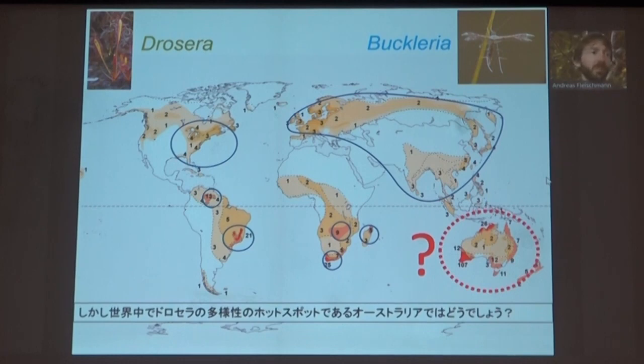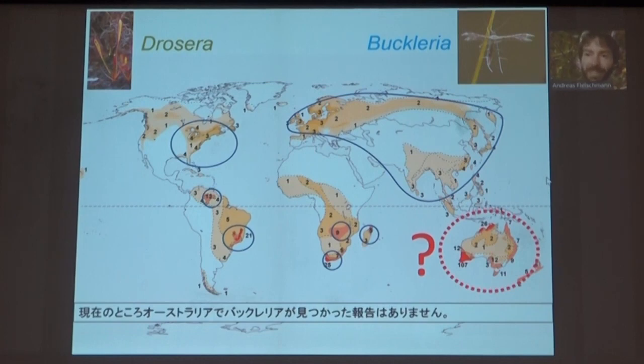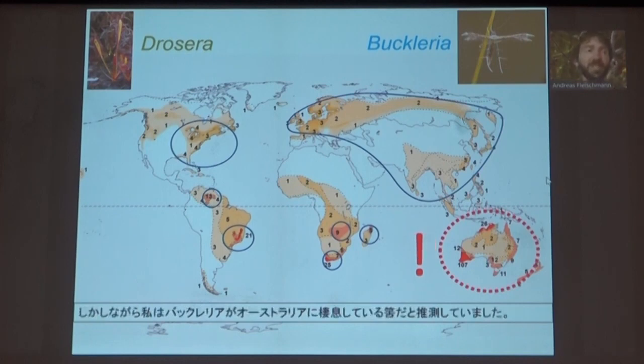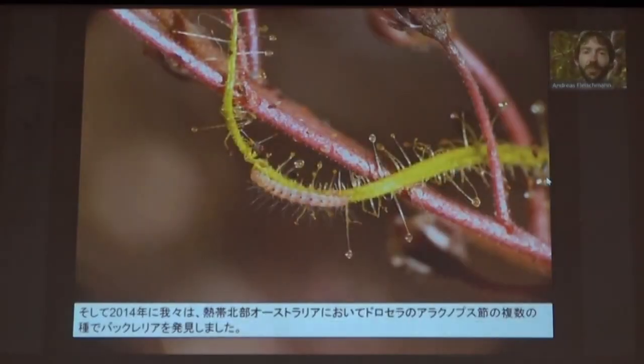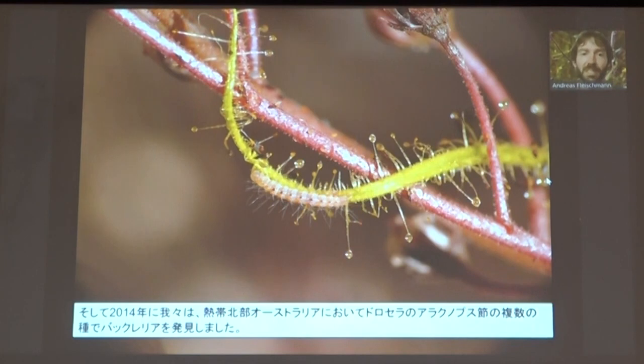There were no records of Buchleria in Australia. But just by the presence of Drosera there and being the diversity center, I predicted already in the year 2000 that Buchleria has to occur in Australia. Then I was traveling to northern Australia in 2014 in Drosera section Arachnopus. I was lucky to find these caterpillars, which I knew very well from Europe and other parts of the world. So we discovered Buchleria also in Australia.